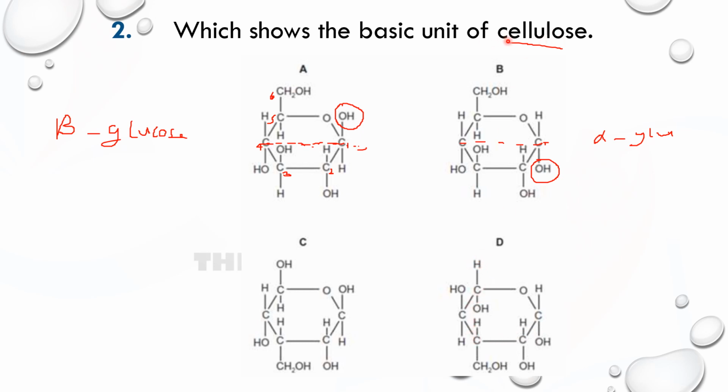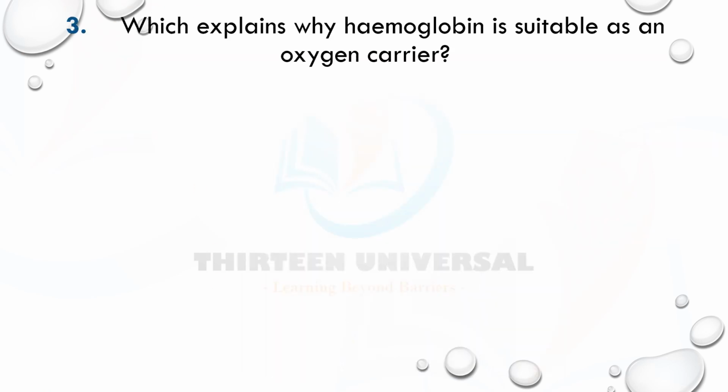Now since we are dealing with cellulose, the monomer is beta glucose, which I think is A. All right, that's A. Let's go to question 3, which explains why hemoglobin is suitable as an oxygen carrier. Why is it suitable as an oxygen carrier? I want you to think about it and solve this question.